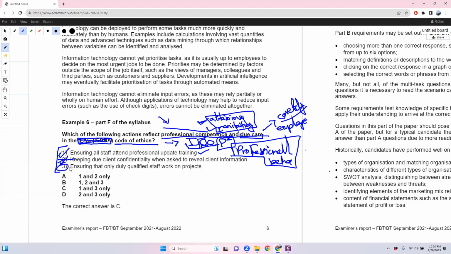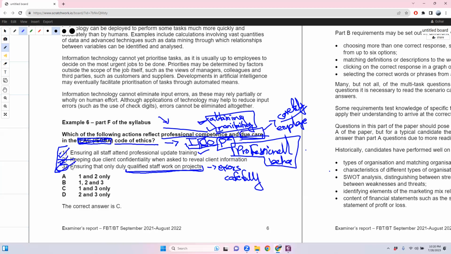In option number 3, ensuring that only qualified staff work on the projects, that whatever work you are doing, you only hire qualified staff. What would this do? This would reduce the errors. The work would be done more carefully. If we have qualified and experienced people, the work would be done more carefully. There will be low errors. So we are meeting the definition of due care. Yes, this is then the correct option.